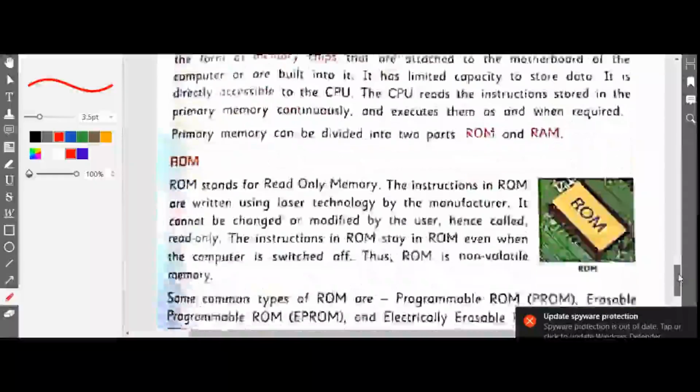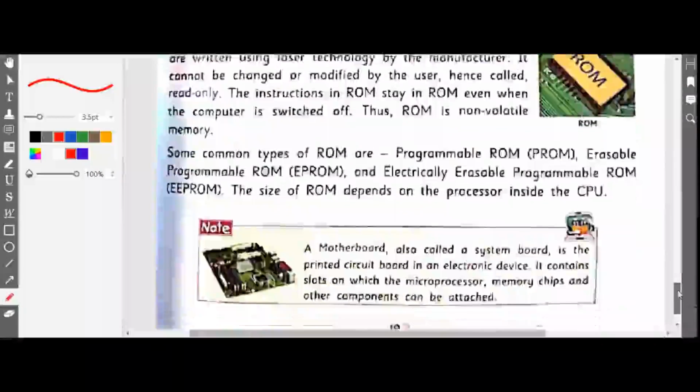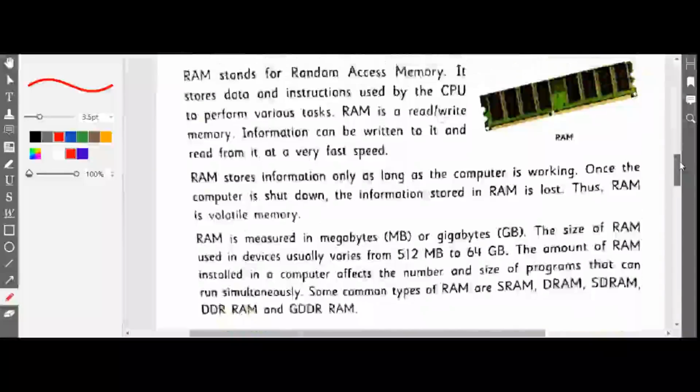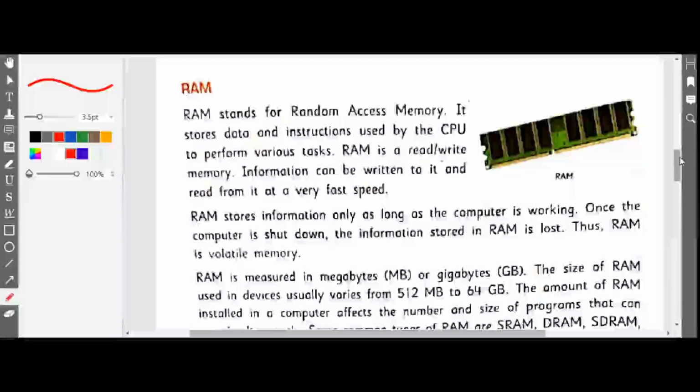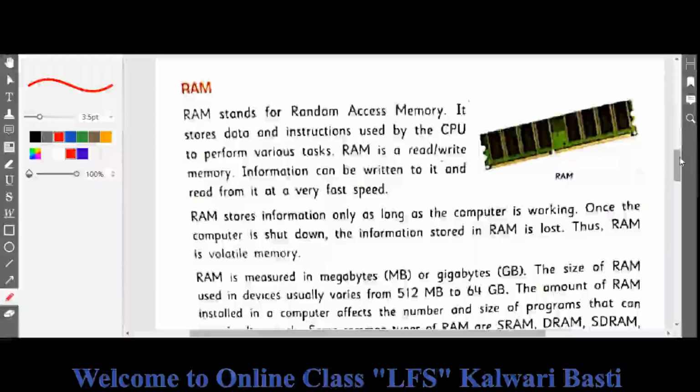Next, there are two types of primary memory. The first one is RAM. So what is RAM? RAM stands for random access memory. This is a volatile memory. Volatile means it loses its data when the power goes off.